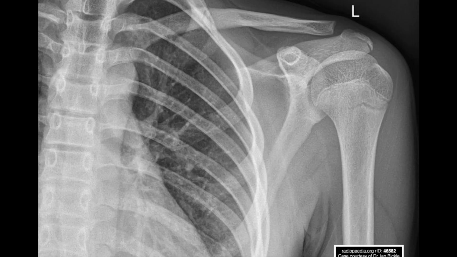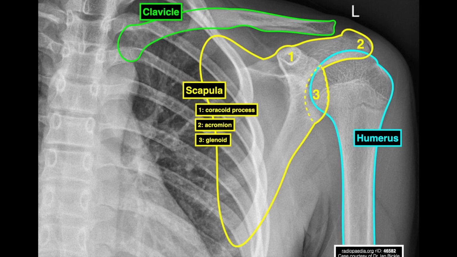Let's start off with an AP radiograph of the left shoulder in a teenage boy for reference. Here, I've traced the major structures. The clavicle is in green, the humerus is in blue, and the scapula is in yellow. I've highlighted 3 parts of the scapula. Number 1, the coracoid process, number 2, the acromion, and number 3, the glenoid.